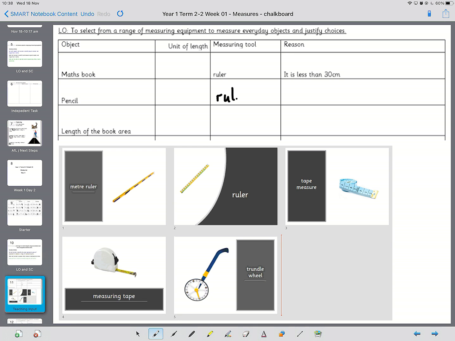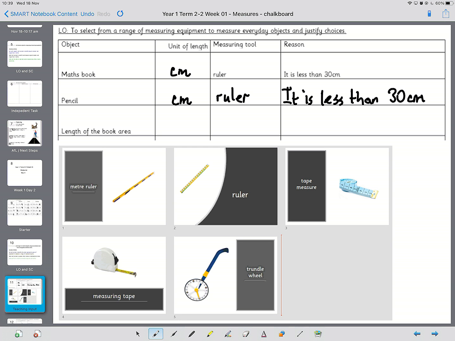Now what do rulers measure in? That's right, they measure in centimeters. So here you're going to put centimeters and here you're going to put centimeters. So it's going to be the same answer. It is less than 30 centimeters. Now, length of the book area, you'll have to visualize this. The book area stretches basically from the door to the wall across the width of the classroom. So it's quite a big area.